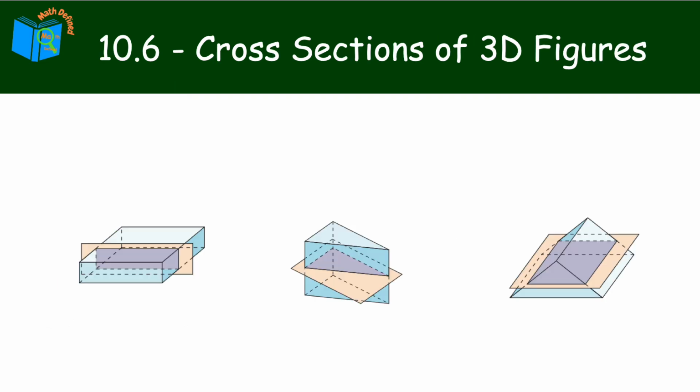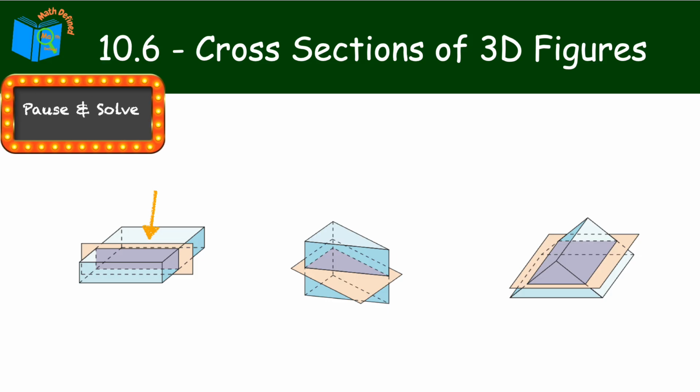Now let's review cross-sections. A cross-section is the 2D shape formed when a 3D figure is sliced. Look at each solid and the direction of the cut. Ask yourself, is the cut parallel to the base, or is it cut vertical to the base? Based on the direction of the cut, identify the shape of each cross-section. Pause the video and name each cross-section before checking the answers.